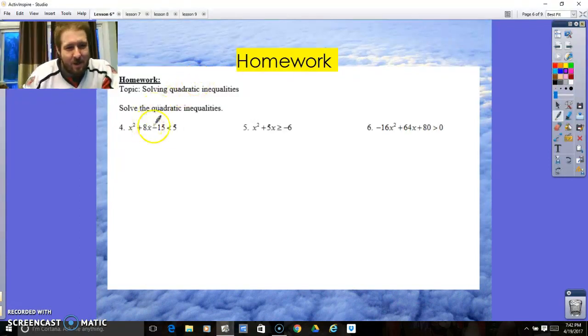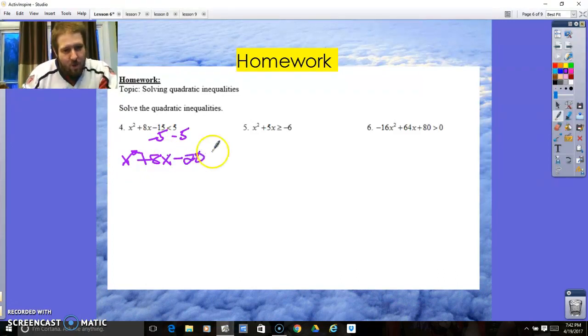It's a playoff game. I'm going to subtract 5 from both sides. And that's going to give me x squared plus 8x minus 20 equals... No, I'm going to write less than 0. Remember, I'm going to solve it just like an equation. Now I'm going to factor it.